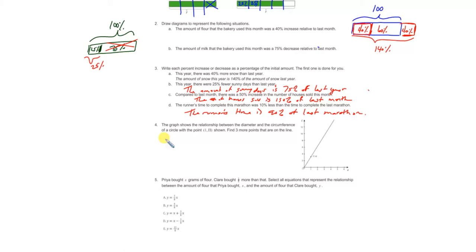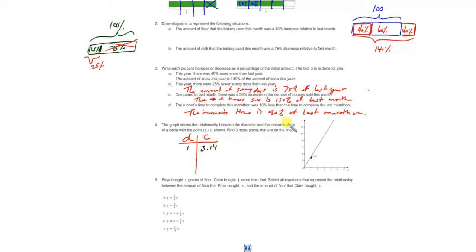So whenever I see a relationship between those two things, I think of a table. And the two things we're comparing are diameter and circumference. And it says that the point 1, pi, so when the diameter is 1, the circumference is pi, 3.14. I know that that point is going to be on this line. There it is, 1, and then up 3.14.